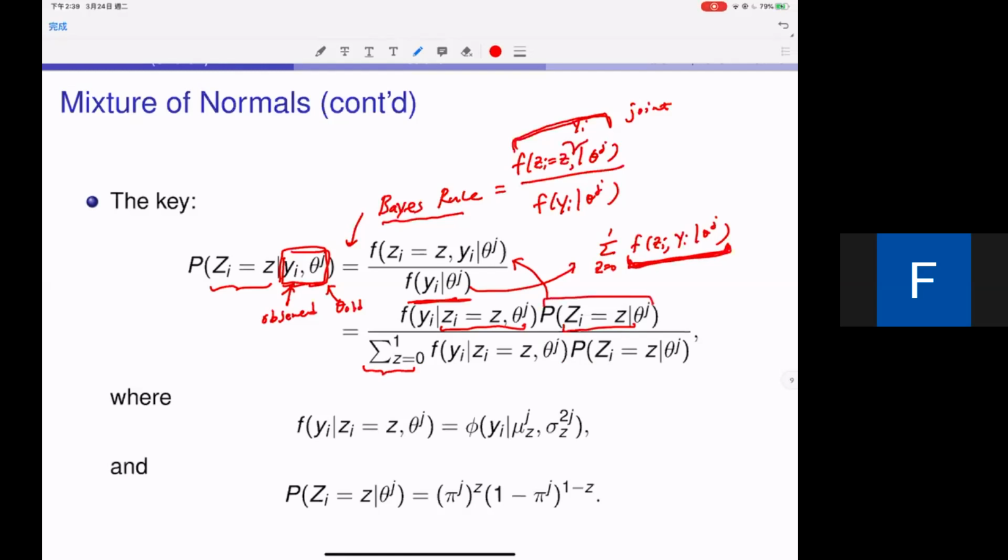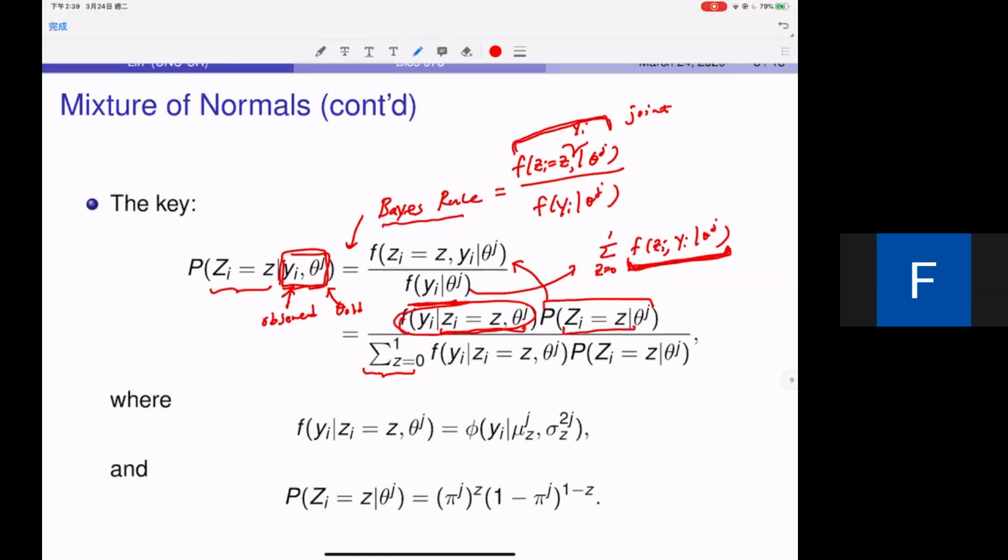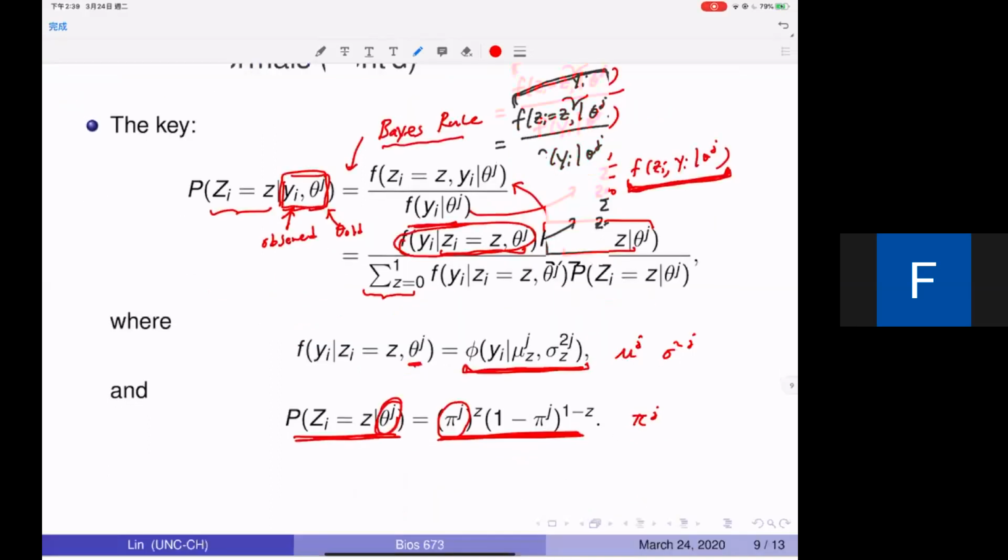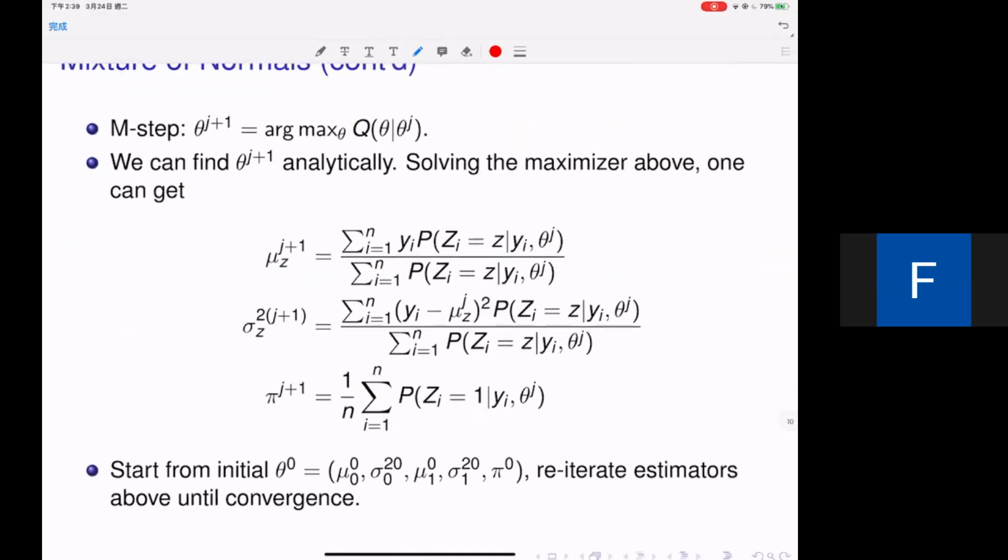It's easy to derive. Given zi is z, I know yi depends on what zi is, one of the normals. Then the probability of zi is a Bernoulli distribution. Because theta j is given, pi is pi j, then mu, and sigma square also indexed by j. By doing so, the maximization over that Q function you can actually solve analytically in this particular problem, but sometimes you won't. This is a perfect example where you do have that.